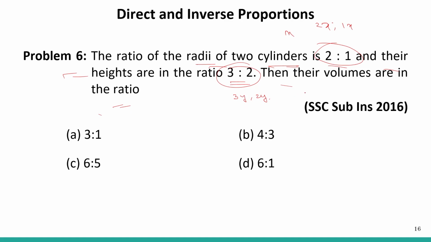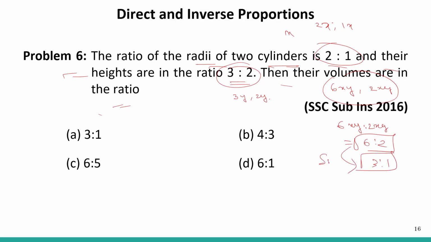So their volumes respectively will become 2 into 3 is equal to 6xy, and for the second one it will be 2xy. Keeping their ratio, 6xy is to 2xy becomes 6 is to 2, which after simplification is 3 is to 1. So 3 is to 1 is the answer here. These are all wrong answers, and the only correct answer here is 3 is to 1. This question has been asked in the SSC Sub Inspector 2016 exam. So the answer will be 3 is to 1.